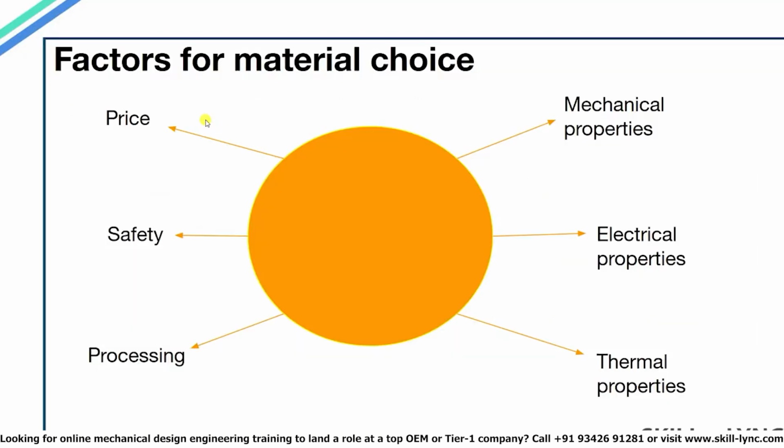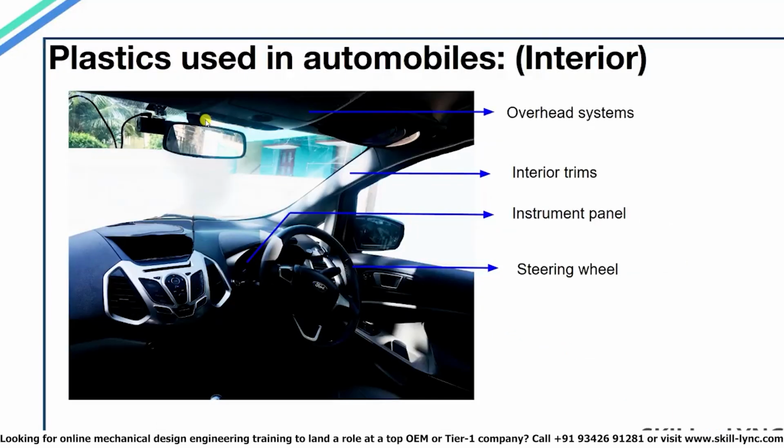Since there are so many plastics available, all with different properties, the selection of the right plastic for your component should be done based on properties mentioned in this slide. Mechanical, electrical, thermal properties, how easy is the processing, is the material safe, cost, all these factors play a role in selection of the right plastic material. In the next few slides, we will be seeing car parts which are made using plastics.